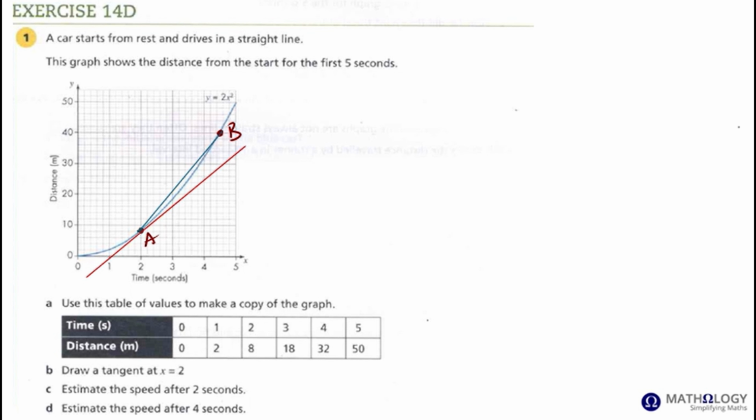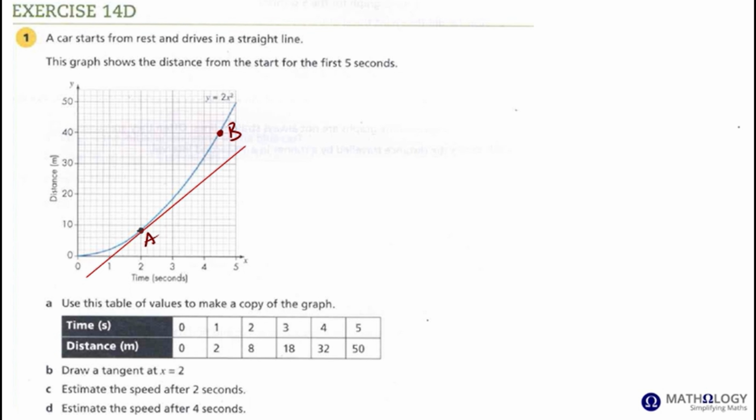AB, if a direct straight line, would have a fixed gradient, but we don't have a straight line, we have a curve. So it's called an average gradient. And that's what the concept of drawing a tangent to a curve represents. It represents an average gradient. So now we're going to estimate the speed after 2 seconds.